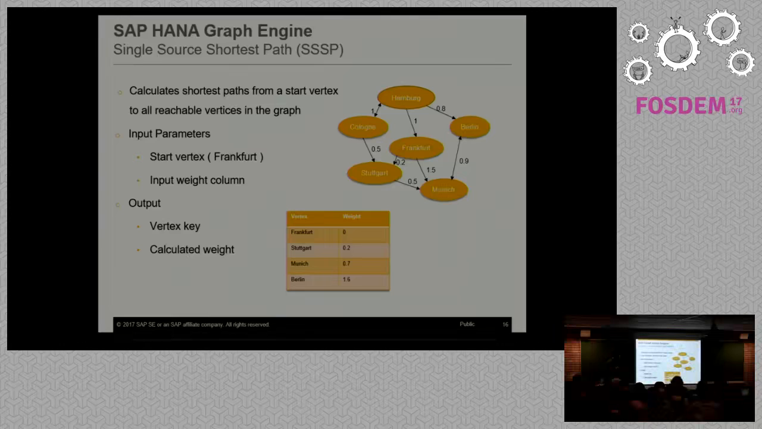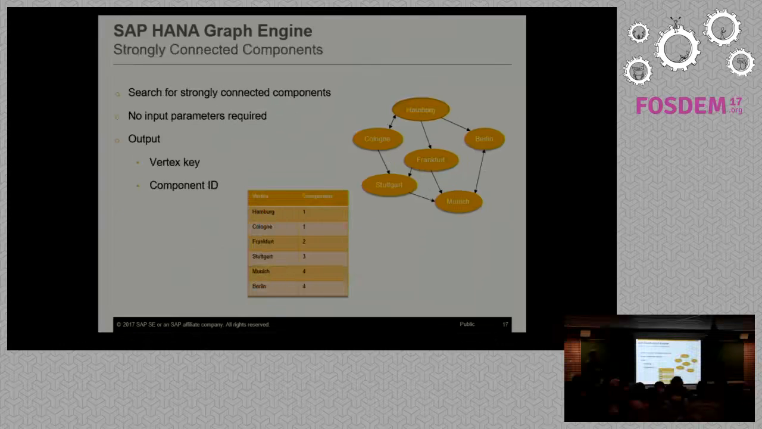Okay, the third algorithm we offer is strongly connected components. Within a strongly connected component, each vertex is reachable from each other vertex, and this algorithm doesn't need any parameter. And as output, you get all vertices with a component number, and all vertices with the same component number are in the same component.